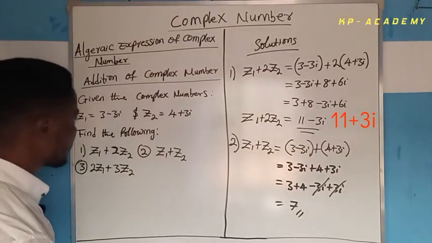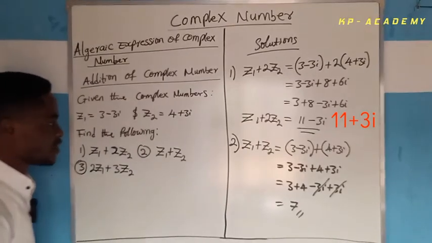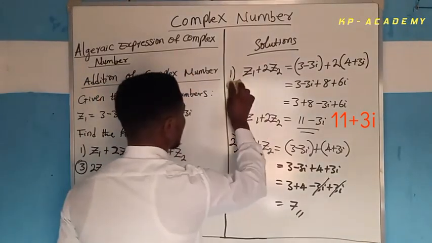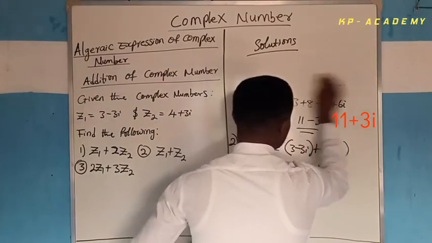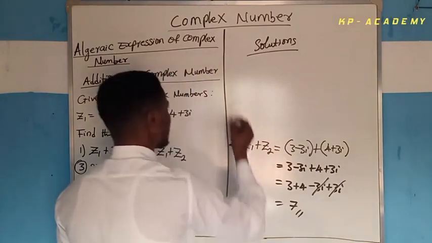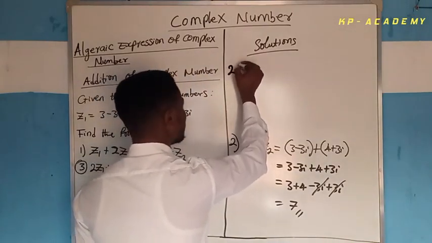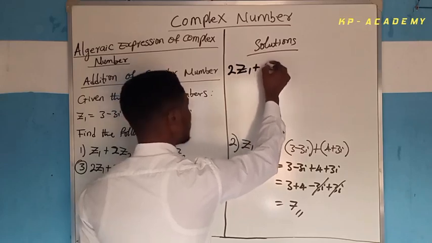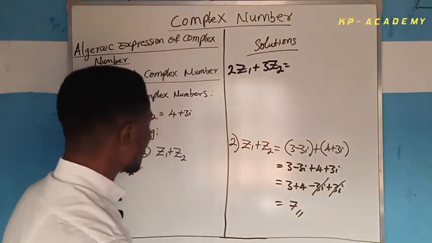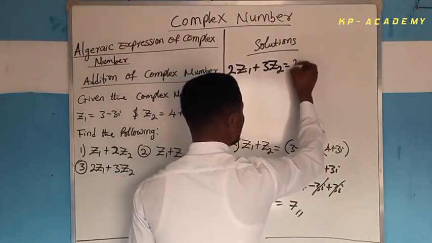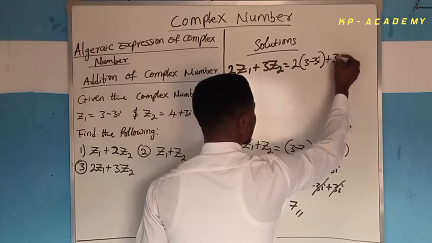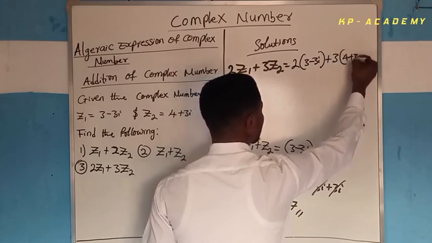Okay, so please, you can copy the notes or take a screenshot of your screen. Now the last part, number 3, I will solve by erasing number 1. Let me erase number 1 quickly. The last one says find 2z1 plus 3z2. For me to find this, of course, z1 and z2 both have coefficients multiplying them. So I will say 2 into z1, which is 3 minus 3i, plus 3 into 4 plus 3i, close.